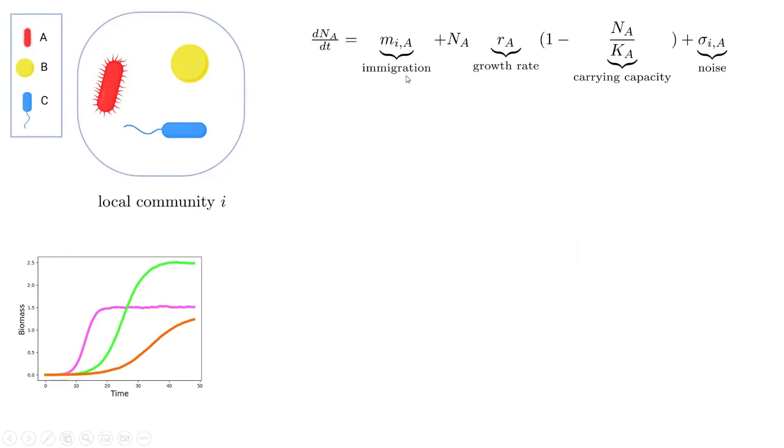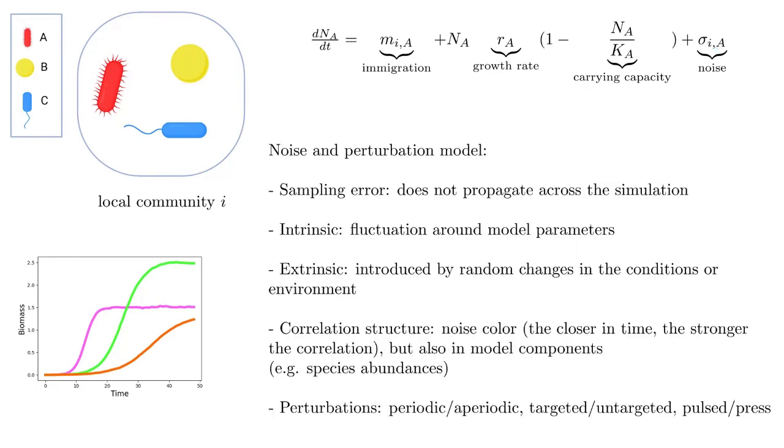So you add, of course, some migration, and you add a noise term. I'm going to explain this noise term because it's the same that we use for all the other models, in that you can account for different things. So first you can think that there's like sampling error. That would mean simply that each time you take samples from your system, there's some error there. This error does not propagate across the simulation. So it's an error that's independent of the simulation.